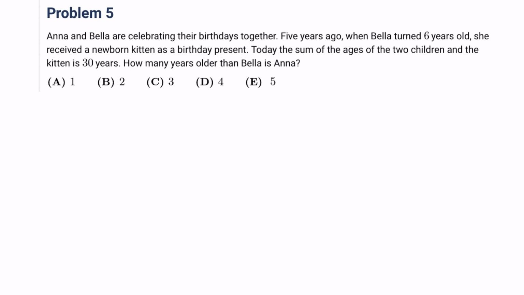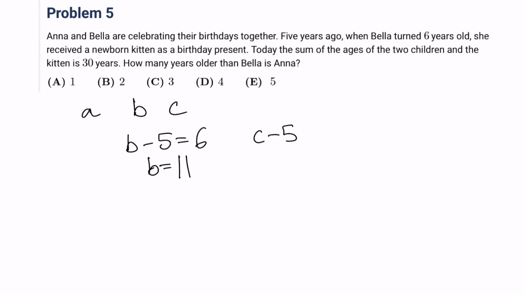So we can represent Anna's current age as A, Bella's current age as B, and the kitten's current age as C. So 5 years ago, Bella turned 6 years old. So B minus 5 equals 6, which means Bella's current age is 11. Then 5 years ago, C minus 5, the cat was a newborn, which means it was 0 years old. So we know that C equals 5. The cat is currently 5 years old.